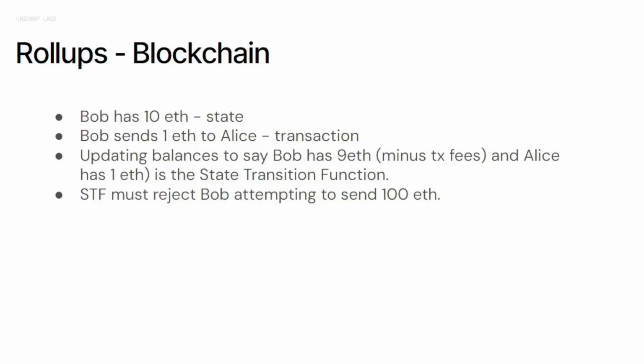Okay, and then just some quick examples again. Statements like Bob has 10 ETH, that's a state. Bob sending 1 ETH to Alice, that's a transaction. Updating this balance, state transition function. And then lastly, the state transition function has to reject transactions like Bob trying to send 100 ETH. If he only has 10 ETH, he doesn't have that money to send. So the state transition function defines how you process transactions, but it also defines what you cannot process, what's valid and what's invalid.